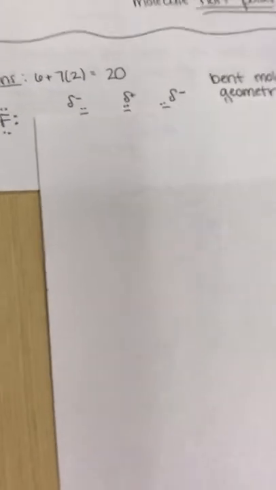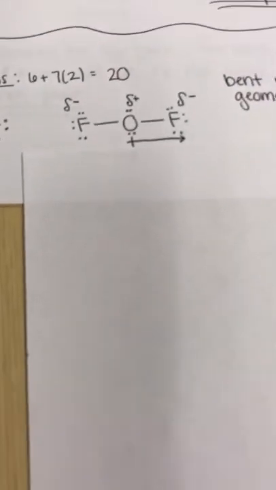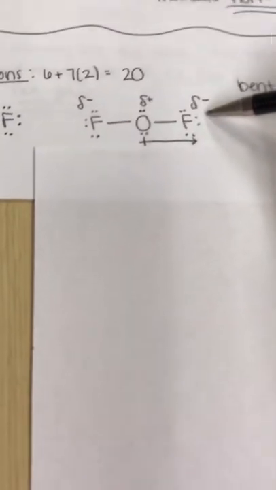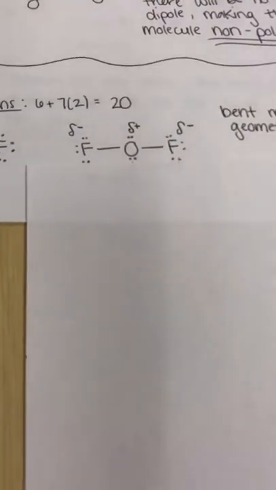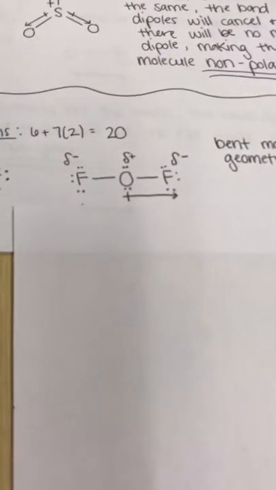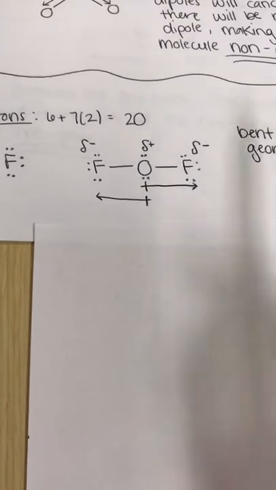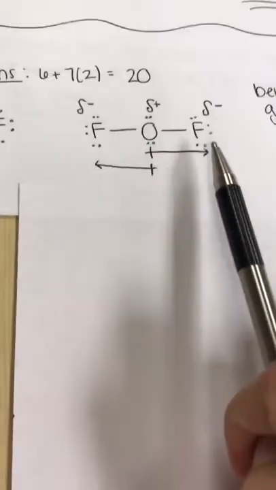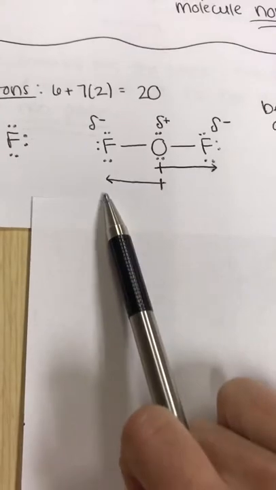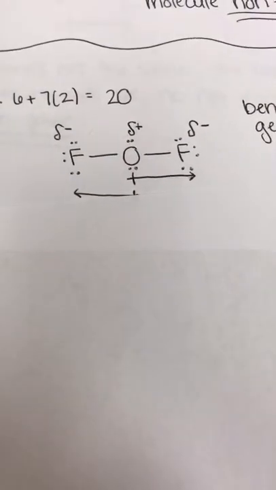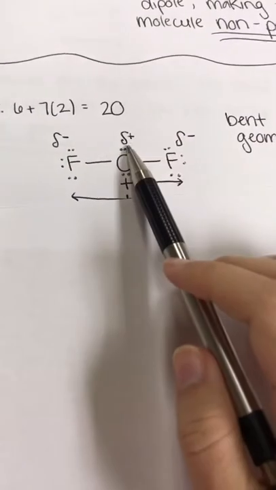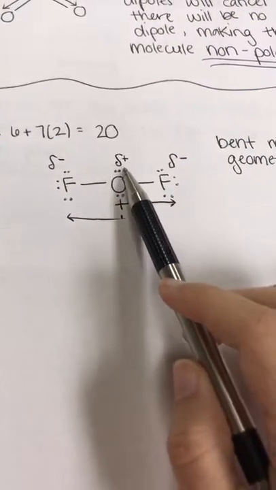Next, we can determine the partial negative and positive charges. We know fluorine's the more electronegative atom, so it will receive the partial negative charges, and oxygen will receive the partial positive charge. So now we can draw our bond dipoles. Again, the arrow will point to the more electronegative atom, so it's going to point to fluorine, and this arrow will also point to fluorine. Next, we can look at the molecular geometry of this molecule, and since there are 4 domains, but 2 domains are non-bonding electrons, it is a bent molecular geometry.